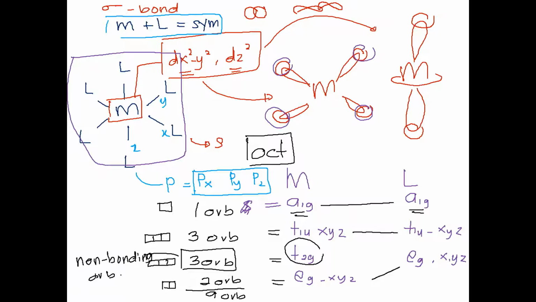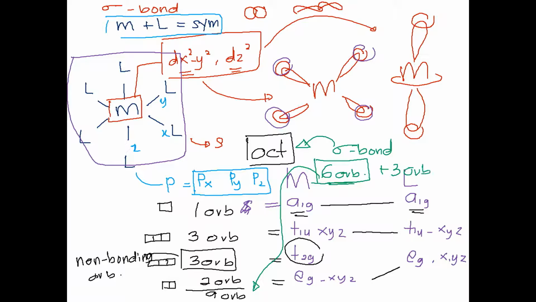So to make a sigma bond for an octahedral geometry, it consists of 6 orbitals. Why 6? Initially we have 9 orbitals, but only 6 orbitals are the same. The other 3 orbitals are the non-bonding orbitals. So this applies for a sigma bond for an octahedral geometry.